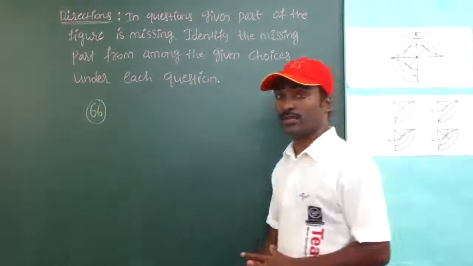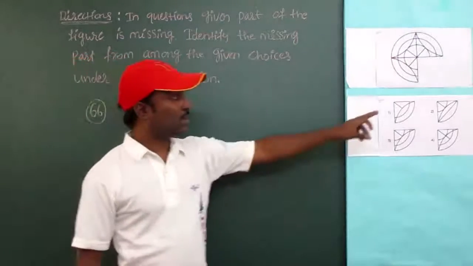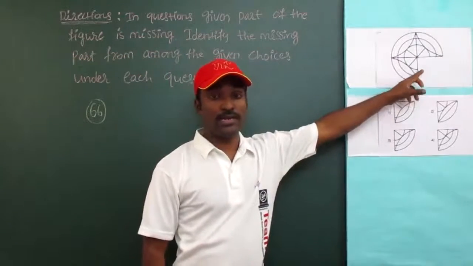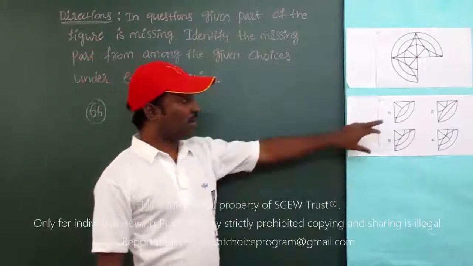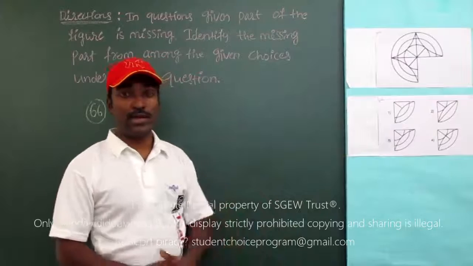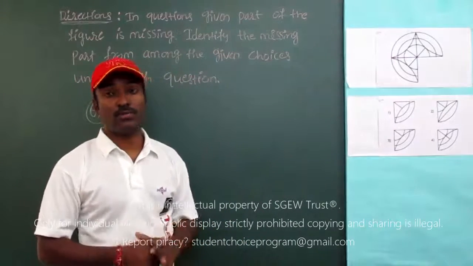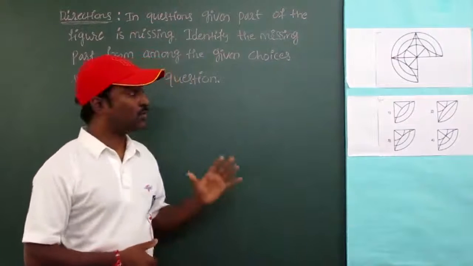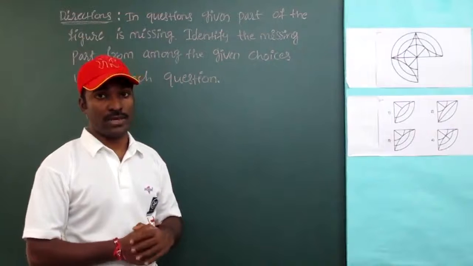So here they have given one figure and that figure is missing one part, and that has to be found. In each question they have given 4 options and we have to select one correct option. To solve such problems, careful observation is needed. If you observe the given figure carefully, you will definitely get the right answer at the right time.